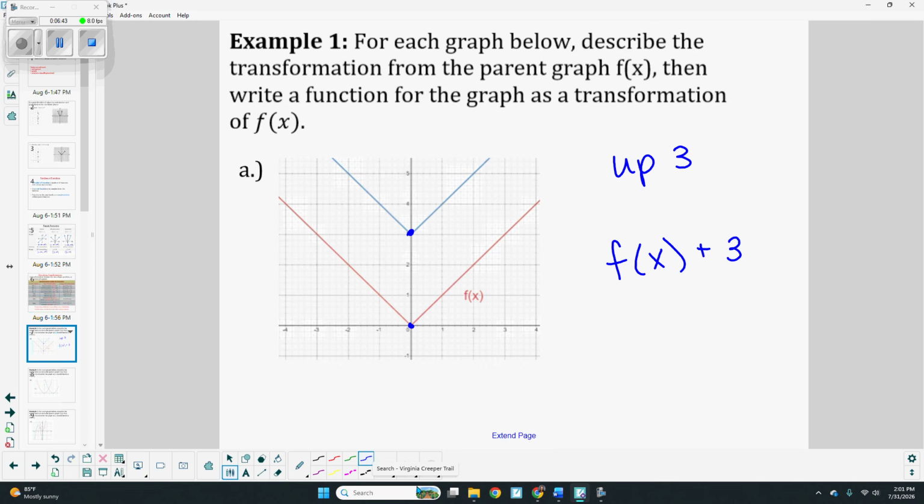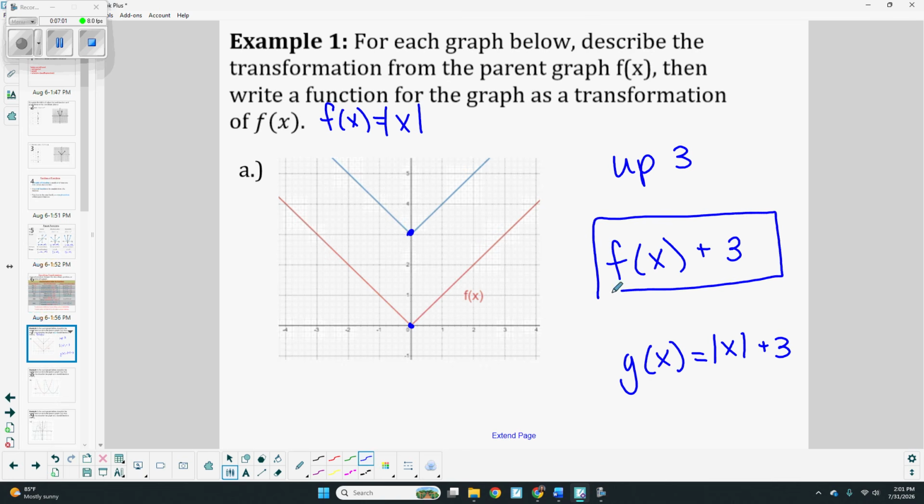Just so you know, another way we could have written this is g of x equals, and if the original one was the absolute value of x, if that's what f of x was, then this would be the absolute value of x plus 3. But for now, we're going to focus on writing it in terms of the original function. But just know it could ask for either way.